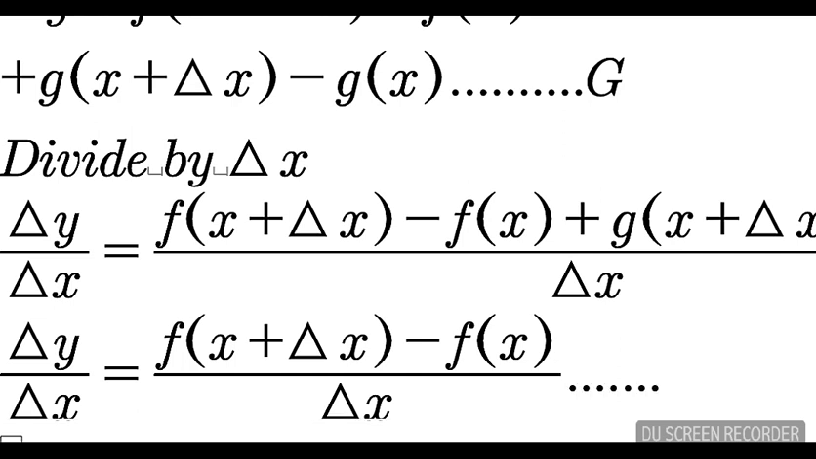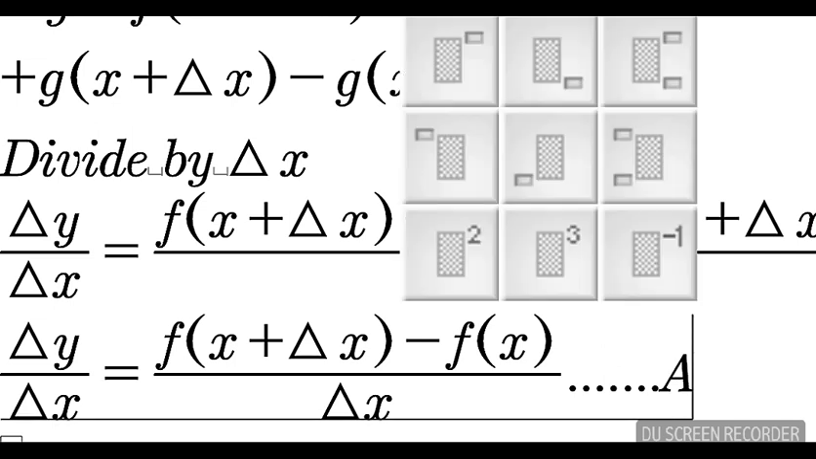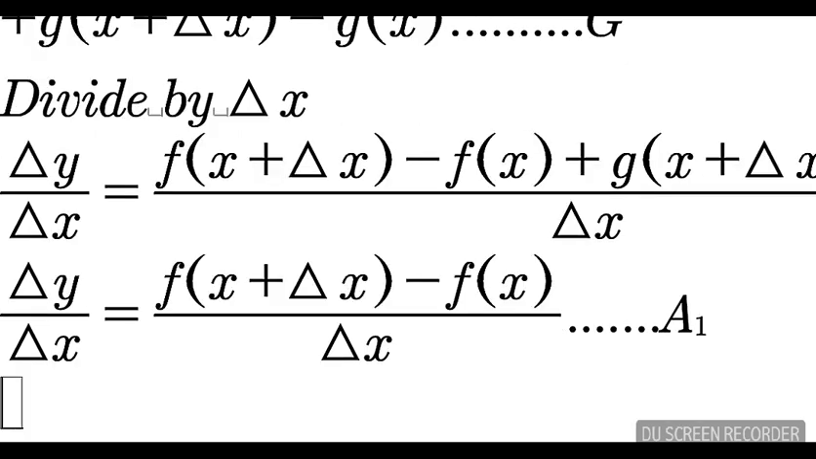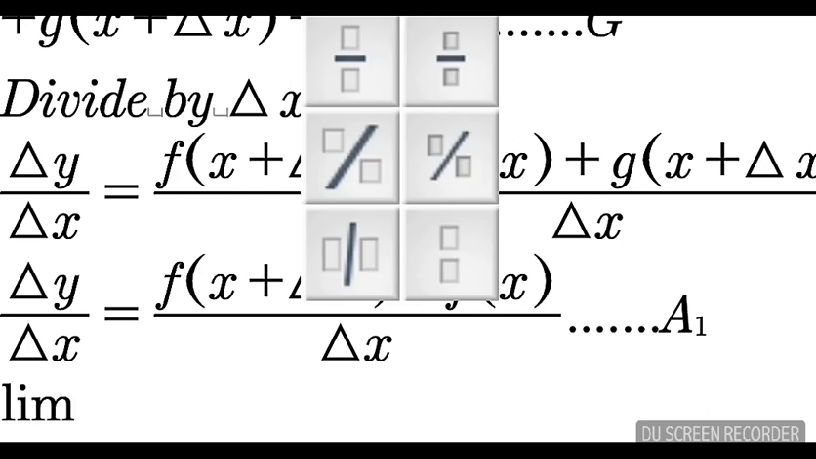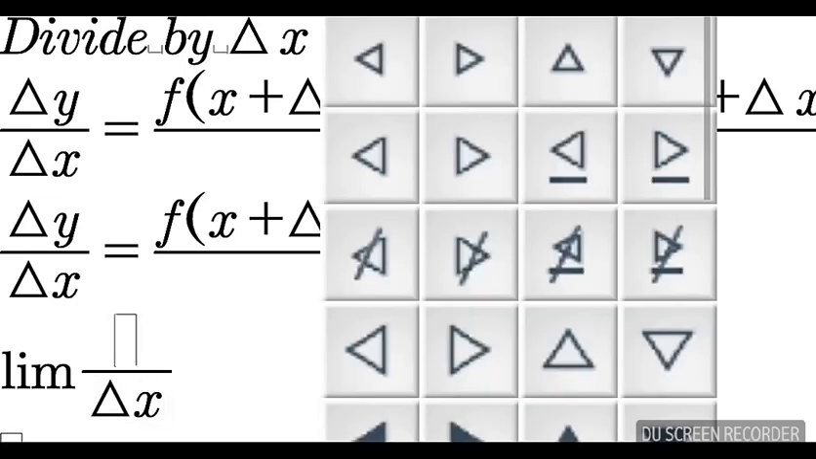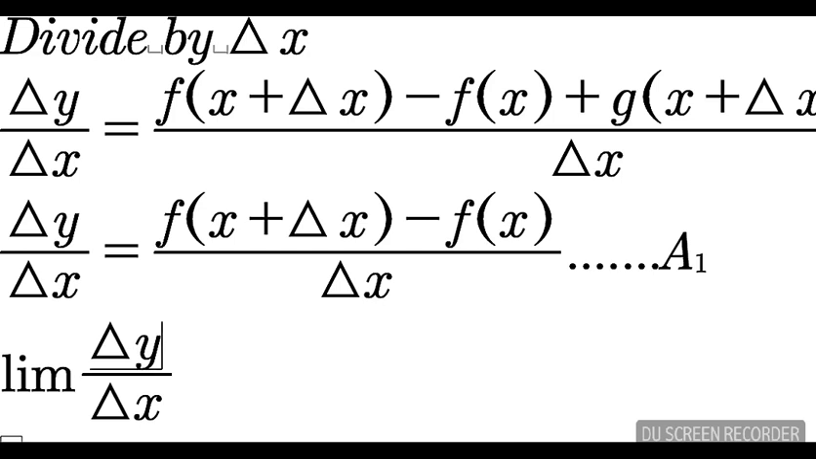Now let's call this equation a sub 1. Equation a sub 1. All right, let us take the limit of both sides now to have the limit of delta y all over delta x, that is delta y all over delta x, as x approaches 0.